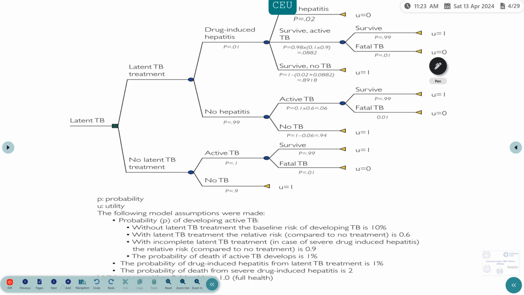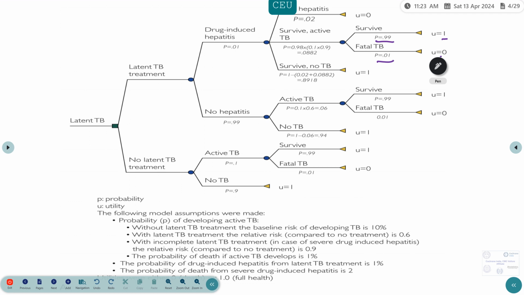So here we can see that the numbers have been put. Like what Sir was saying earlier, U stands for utility, and they've put 1 for survival and 0 for death. And the P's are the probabilities. The probabilities are all taken from literature, and wherever they've assumed a probability, they've mentioned it also.